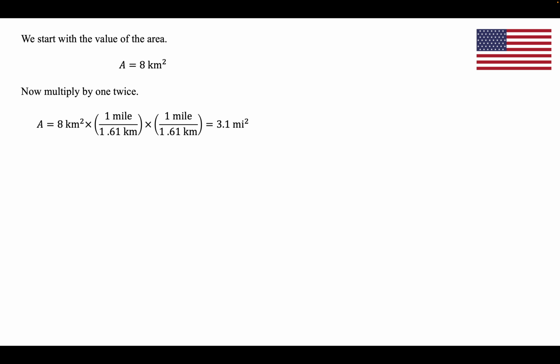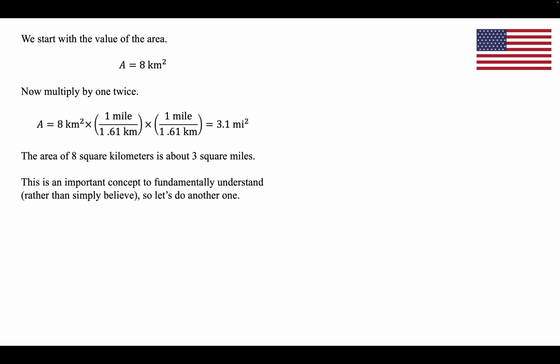Start with the area, 8 square kilometers, multiply by 1 twice. 1 mile is 1.61 kilometers. Now both kilometers units cancel, and we have miles times miles, and miles times miles is miles squared. So now we have the area in square miles, and the answer is about 3. So 8 square kilometers is not 5 square miles, it's about 3 square miles.